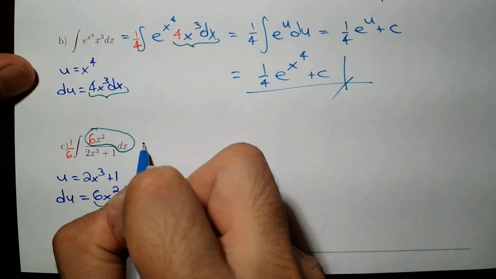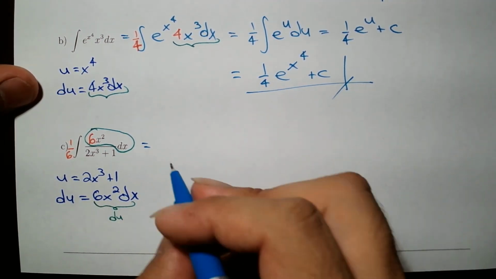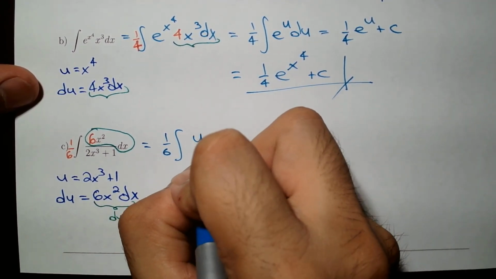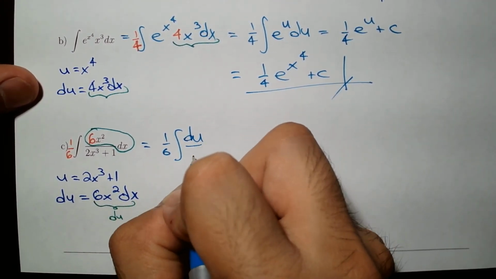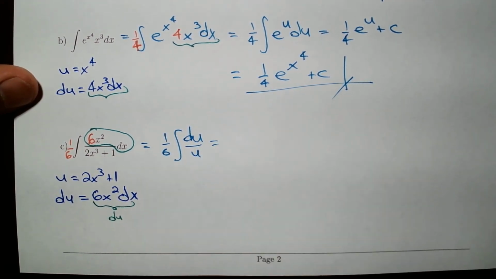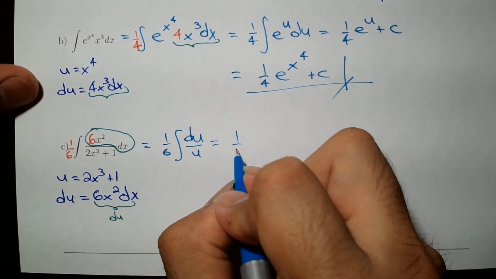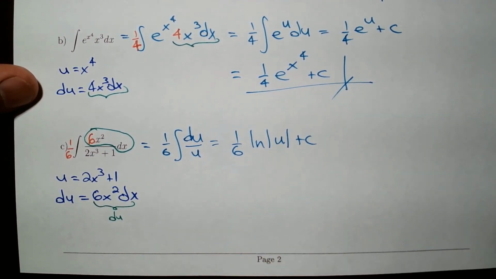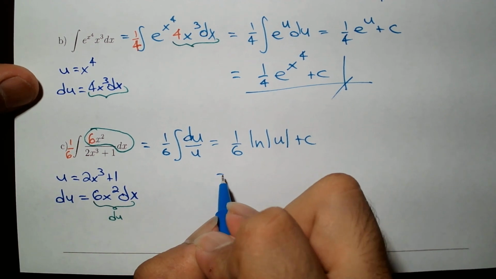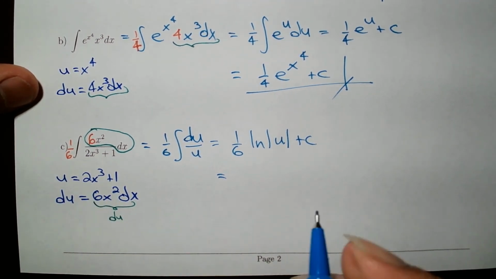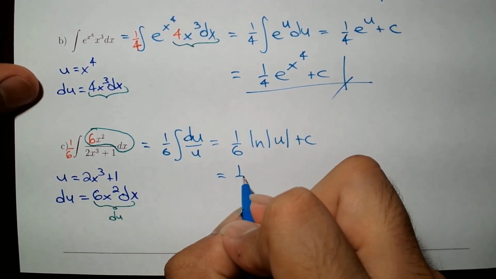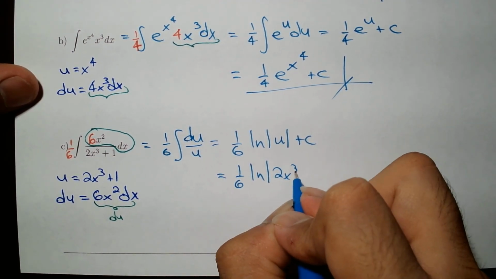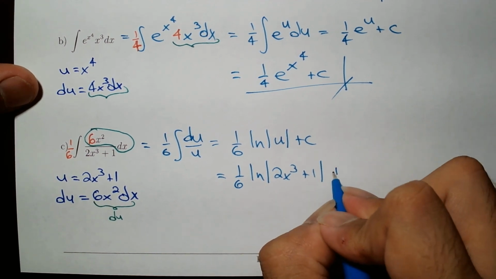So this will be 1/6 times the integral of du over u. The integral of du over u will be ln of the absolute value of u, and all we do is do back substitution for this. 1/6 ln of 2x cubed plus 1, plus c.